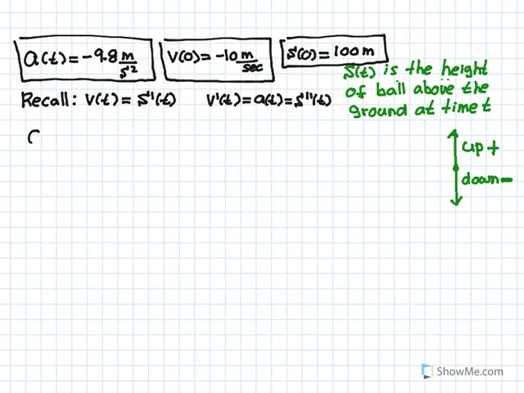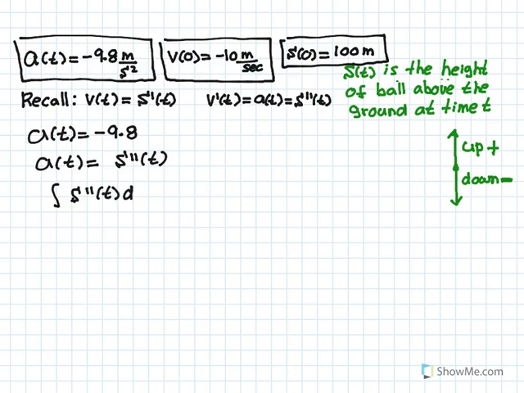So let's start with acceleration. A of t is minus 9.8 meters per second squared. So acceleration is equal to s double prime of t. Let's integrate s double prime of t with respect to t, and we're going to get the integral of negative 9.8 dt. That gives us s prime of t is negative 9.8 t plus c.